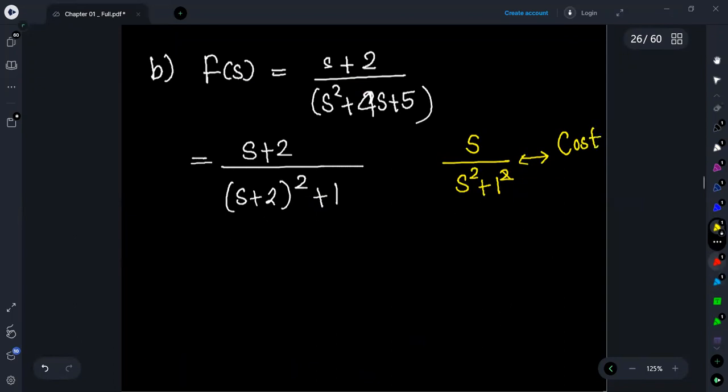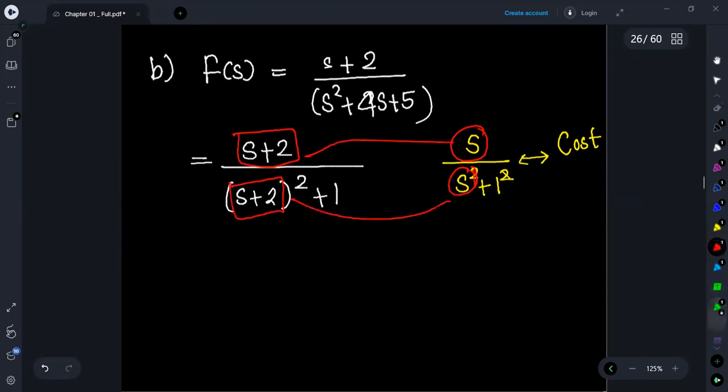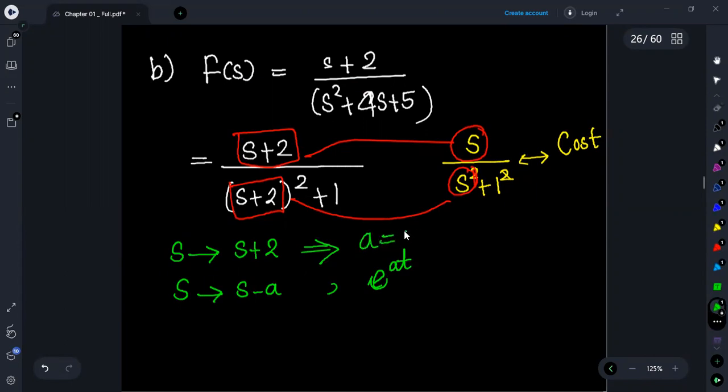But here we have replaced this s by this s plus 2. So that means we replace s by s plus 2. If we replace s by s minus a, then we need to multiply the function by e to the power at. So if we compare this with this, our value of a is minus 2. That means we need to multiply the function by e to the power minus 2t.